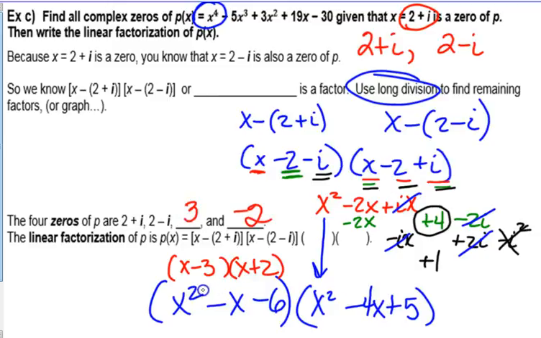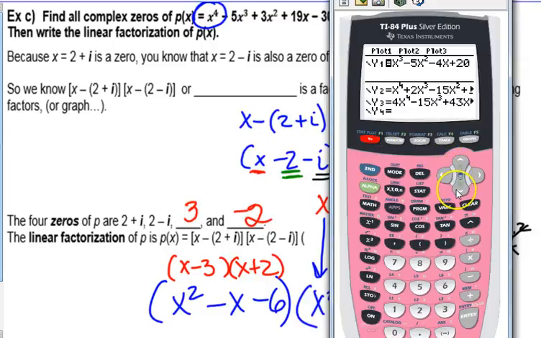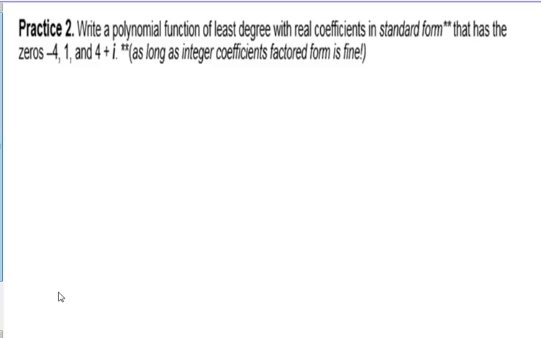Did anybody graph it? Nobody graphed this mess? I don't know if I have that one in my calculator. I don't think I have that one typed in here. I have negative 2 and positive 3. Yep, negative 2 and positive 3 is what we got. All right, would have been much faster to just graph them, right? All right, practice 2.